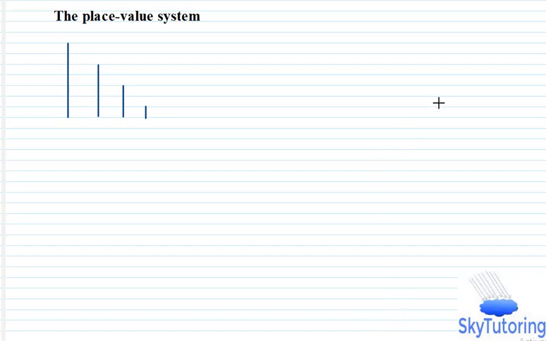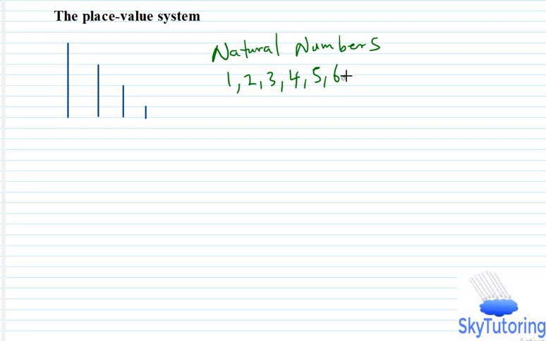In this video, we will be looking at the place value system. Before we go into the place value system, let's see what natural numbers and whole numbers are. What are natural numbers? Natural numbers are the counting numbers we are used to. They include 1, 2, 3, 4, 5, 6, and so on and so forth. The three dots mean it is continuous right up to infinity.